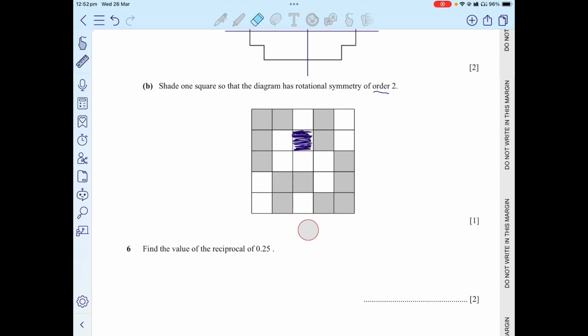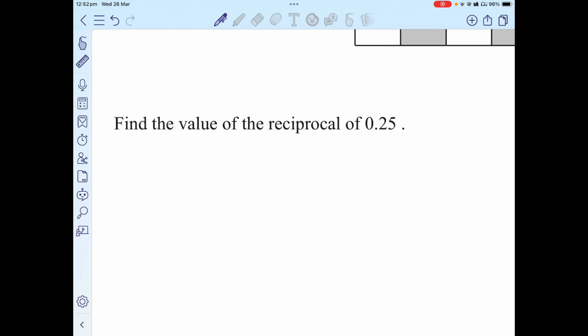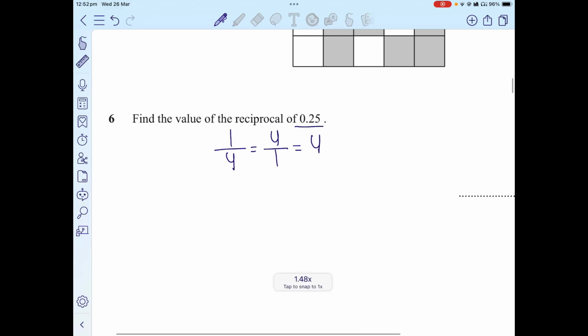Okay, now we'll move on to the next question, which says write the reciprocal of 0.25. Now what does 0.25 mean? 0.25 basically means 1/4. And what's the reciprocal of 1/4? You flip the fraction, which is 4/1, which is simply 4.